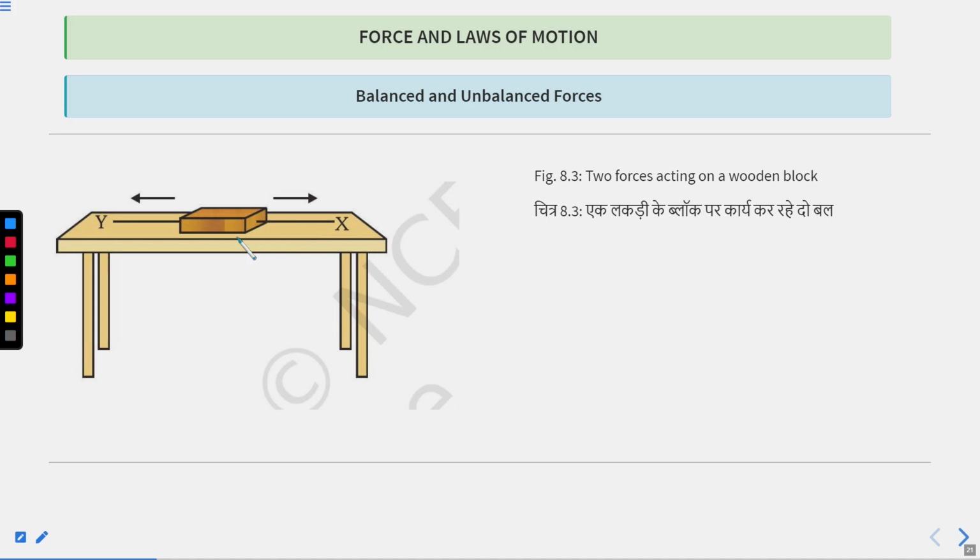Even though Y is pulling it in the opposite direction, still the block will move in this direction. Okay, class?